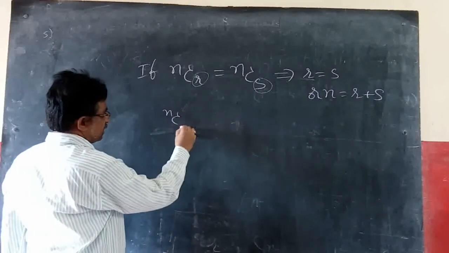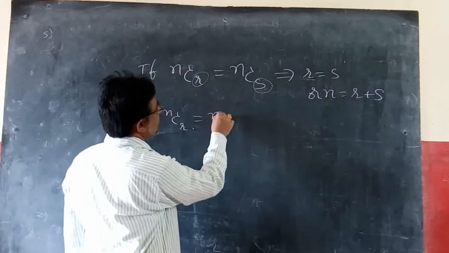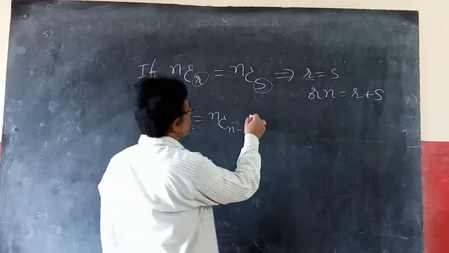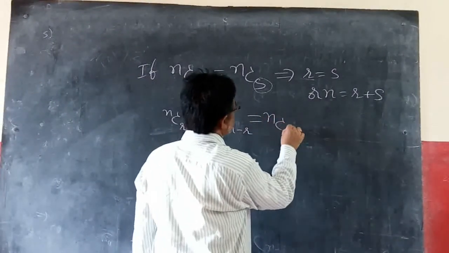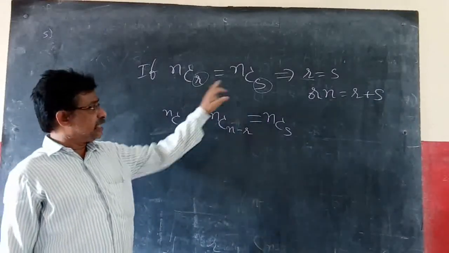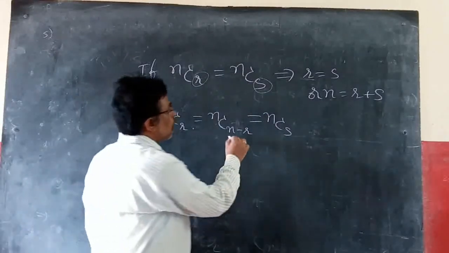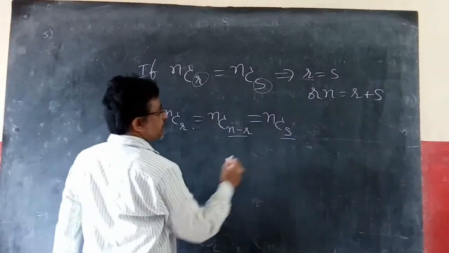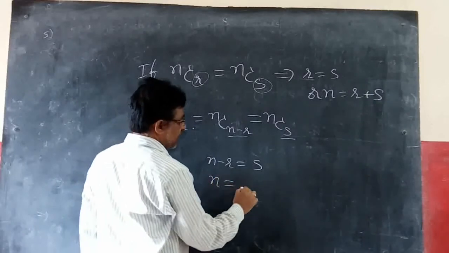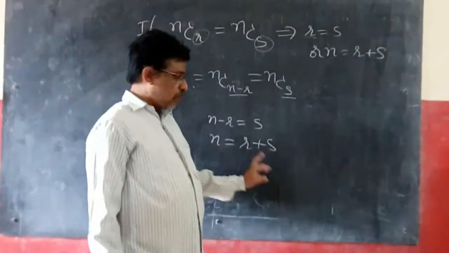Next, coming to the next part, we need to take care. nCr, we know, equals nC(n minus r). nC(n minus r) is given as nCs. So n minus r equal to s, since these two must be equal. Minus r goes to the other side as plus r. So n equal to r plus s.